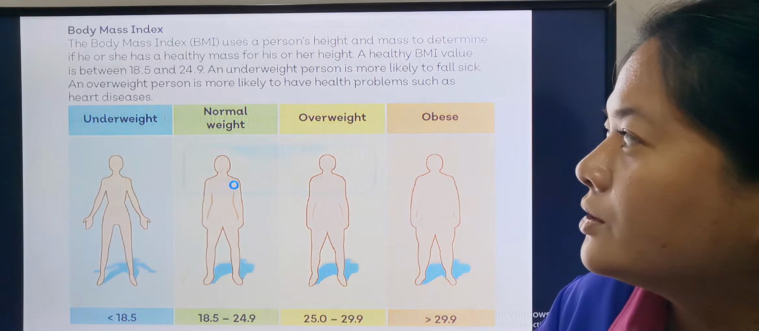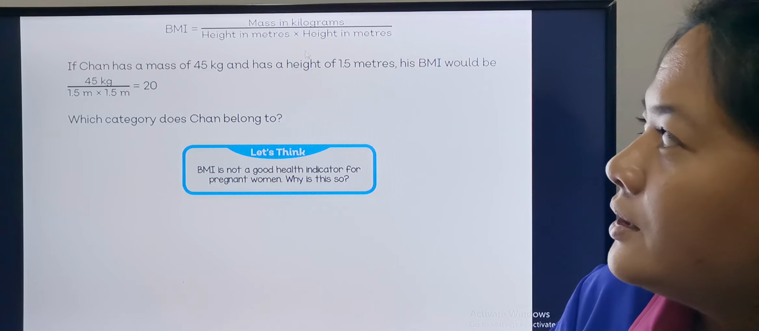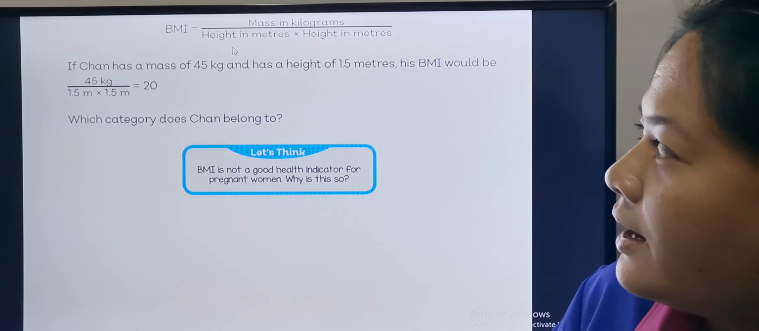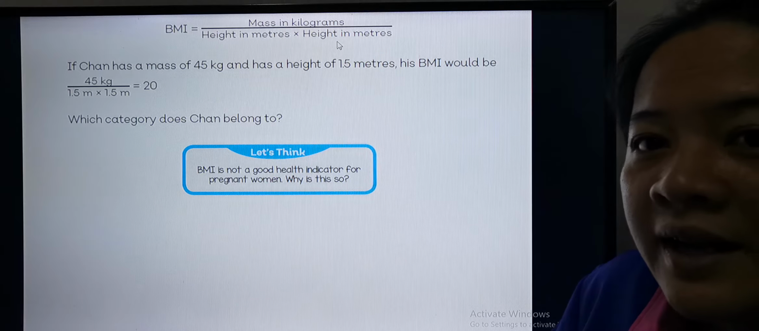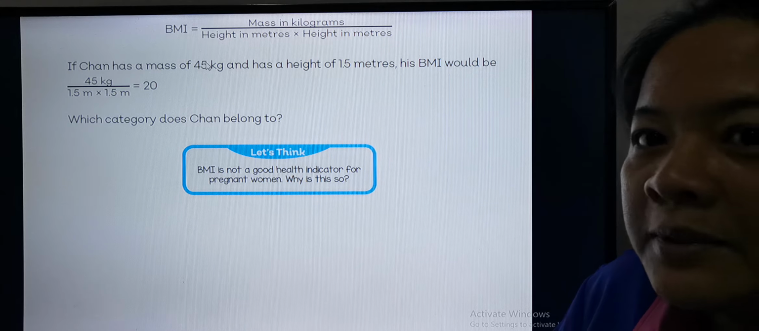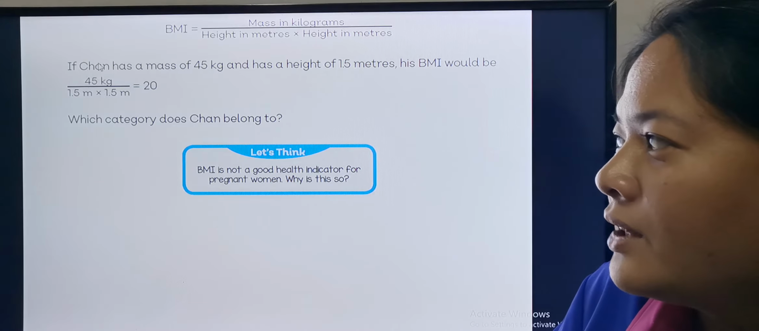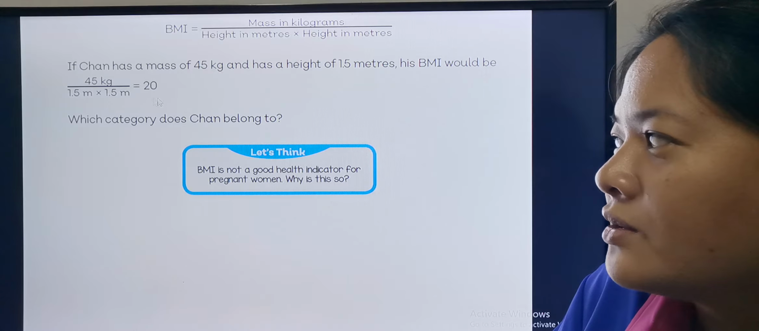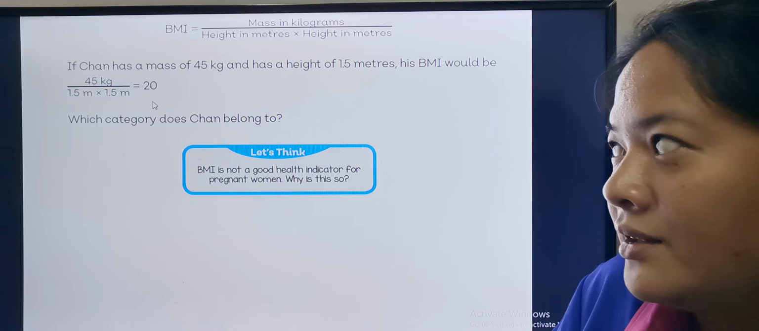Okay? So this is the formula for BMI. The mass divided by height squared, or multiplied by height. Okay, so this is the example. If the mass is 45 kilograms and the height is 1.5 meters, you compute like this and you will get 20. Okay, so that's the BMI of Chan.